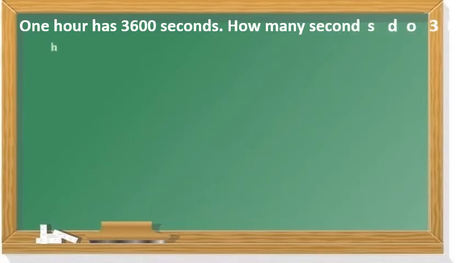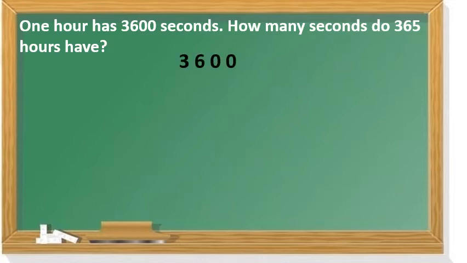Now, dear students, one sum we will take on multiplication. See here, 1 hour has 3600 seconds. How many seconds do 365 hours have? This is multiplication. It is clear.